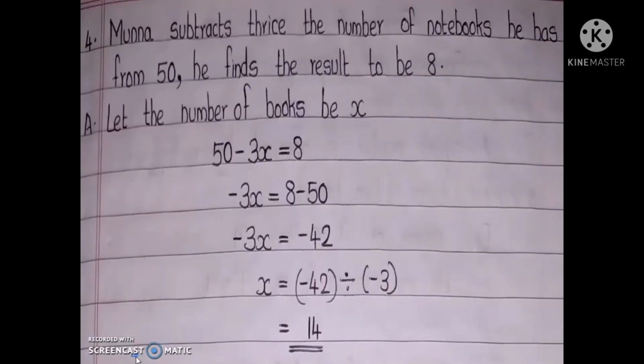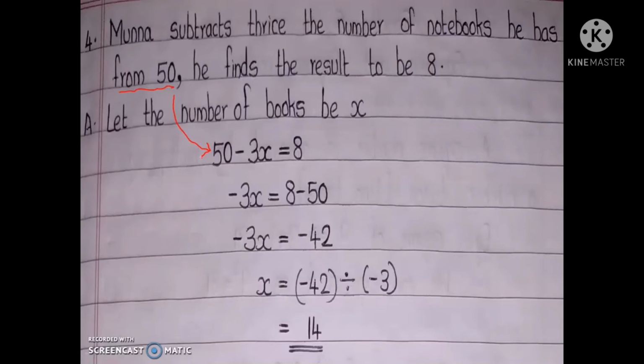Munna subtracts thrice the number of notebooks he has from 50. He finds the result to be 8. Do you know the number of notebooks? No. So, you will take the number of books be x. Now, which is the number that comes after from? You know this is a subtraction operation question. So, which number comes after from? After from, 50 comes. So, you will write this 50 first. I told you whatever comes after the word from, you will write first.